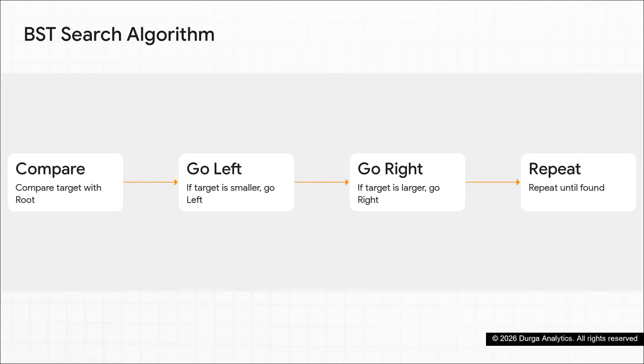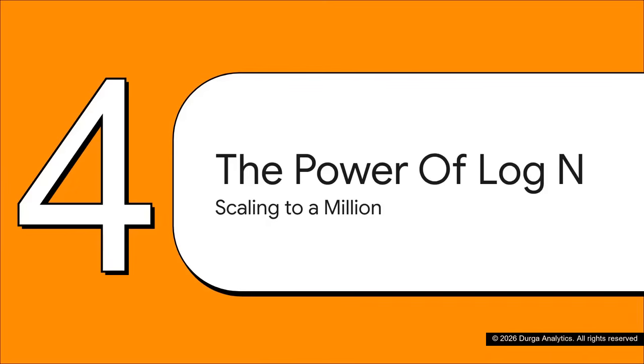This is exactly like doing a binary search on a sorted array, but we've built it directly into the pointer architecture of the nodes themselves. If you're implementing this in code, it translates beautifully to a super simple while loop in Python or a really clean recursive function if you're writing in Java. Which brings us to section 4, the power of log n, scaling to 1,000,000.